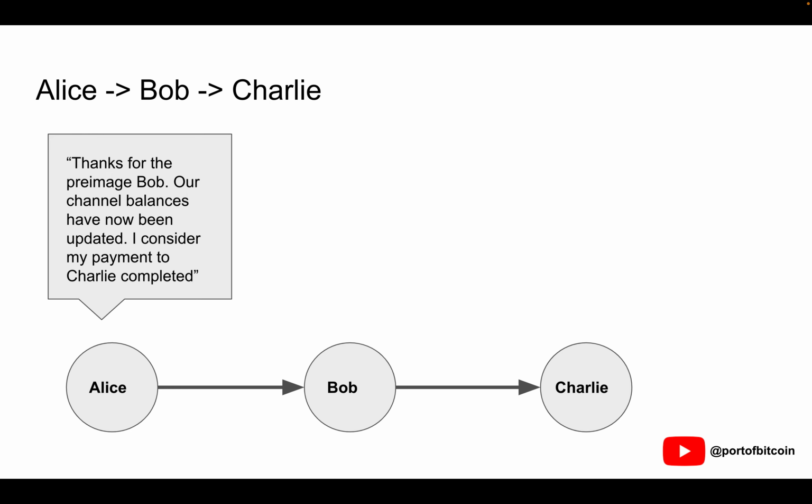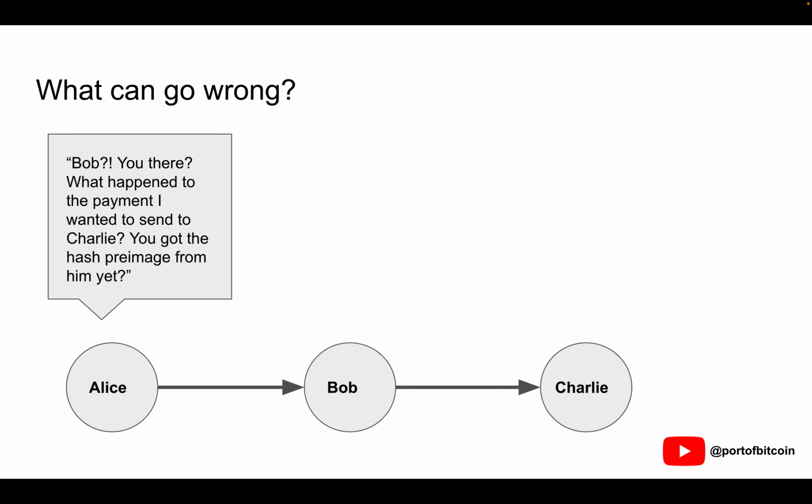So this pre-image is revealed backwards from the destination to the source. And when the source receives the pre-image, the source knows that the payment has been completed across the route, right? And so this is why we need a hash lock, because this ensures that the source learns that the payment has been completed, because all of the nodes in the route have communicated this pre-image back from the destination to the source.